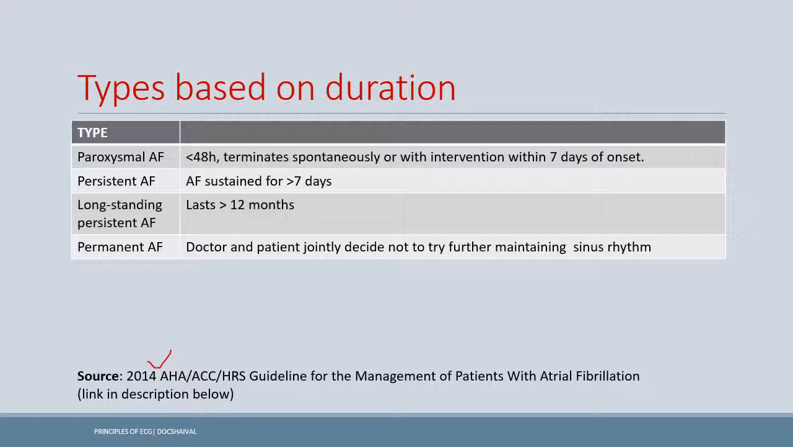Now, this classification is based on the duration. What is paroxysmal? Paroxysmal means something that lasts for a moment or for a short period of time, and this one usually goes away within a week. Now there is something which we call persistent AF, and when this AF lasts for greater than 7 days, it's called persistent AF. When persistent AF lasts for greater than 12 months, it's called long-standing persistent AF. And finally, a stage arises when the patient and doctor decide not to further treat this AF, that is, not to maintain the sinus rhythm, and this is called permanent atrial fibrillation.